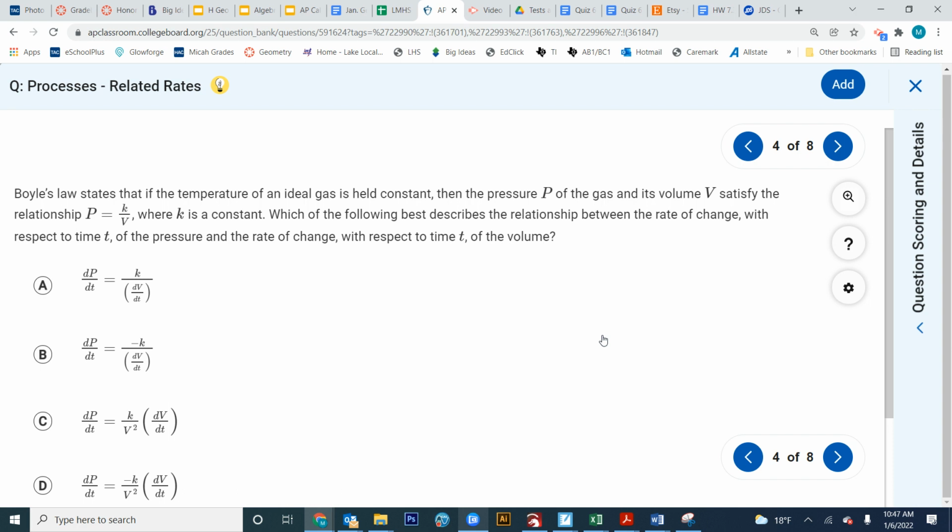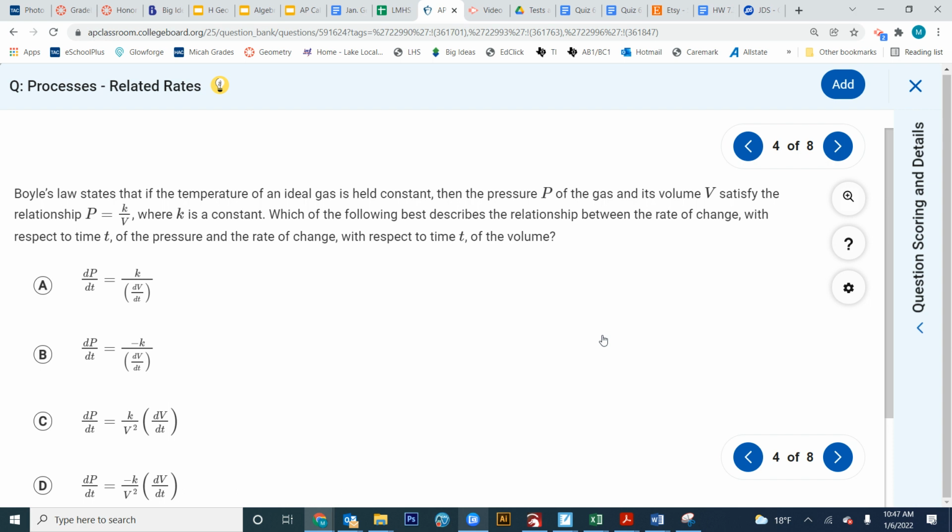Boyle's Law states that if the temperature of an ideal gas is held constant, then the pressure P of the gas and its volume V satisfies the relationship P equals K over V, where K is constant.